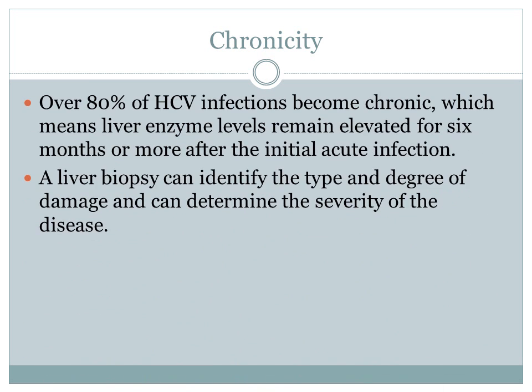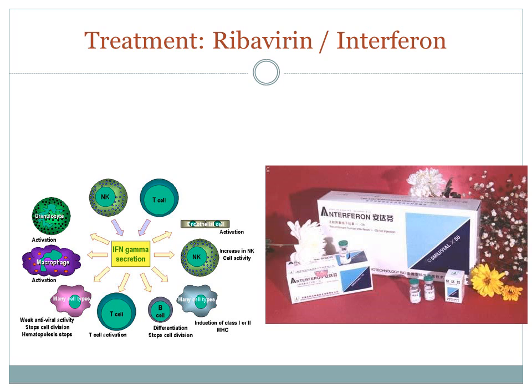Over 80% of hepatitis C infections become chronic, which means that liver enzymes remain elevated for at least 6 months after the acute infection. A liver biopsy can identify both the type and degree of the damage, and thus the severity of the disease. Interferon and antivirals are given to boost the immune system and decrease viral count.